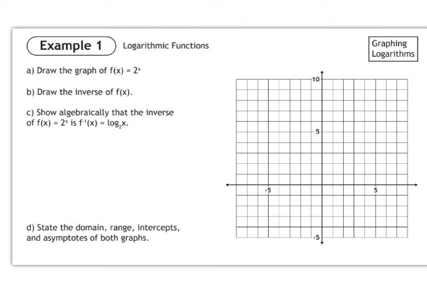So drawing the graph of 2 to the x, I'm going to identify some of these points in blue, so that's 0, 1, 1, 2, 2, 4, 3, 8, negative 1, a half, and it's going to look something like this. I've got an asymptote, that's my x-axis. And then we're going to think about the inverse of this.